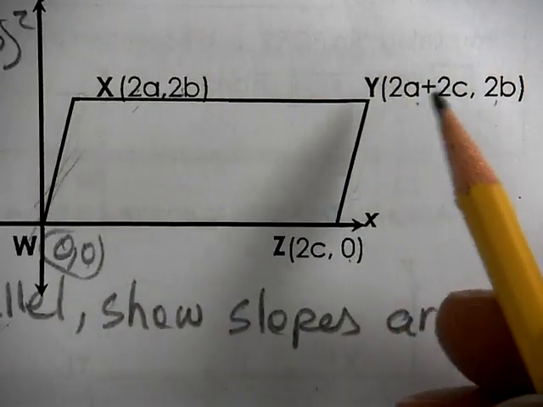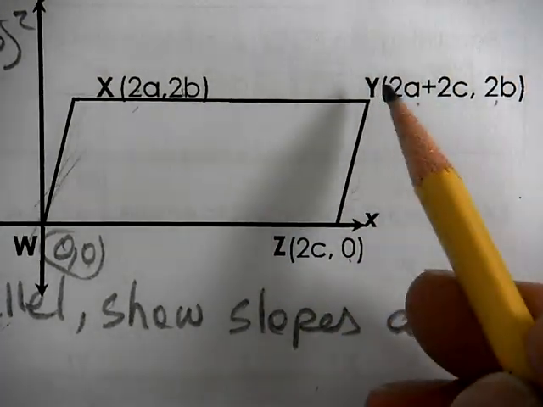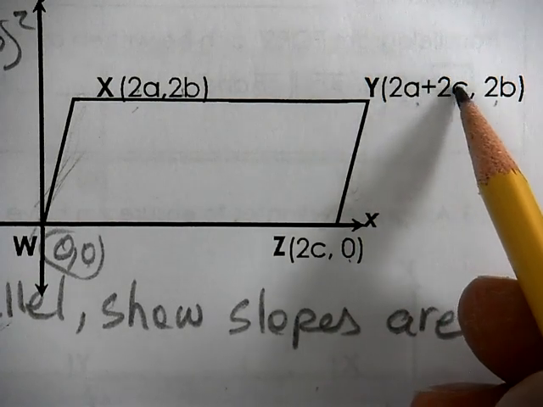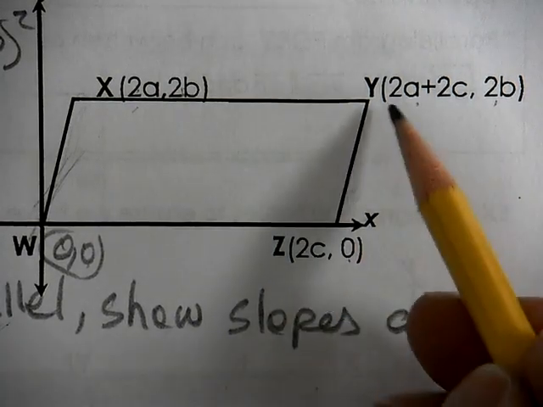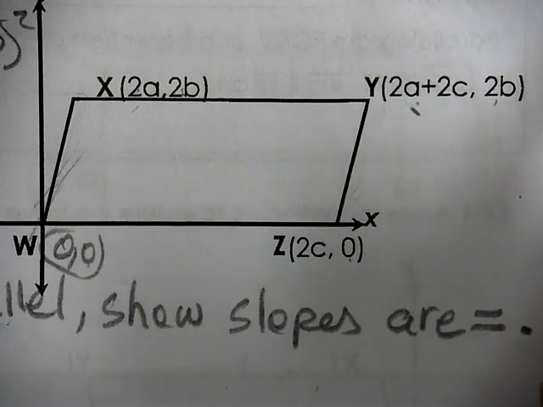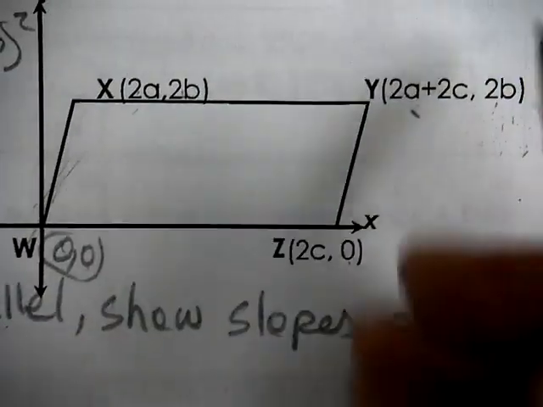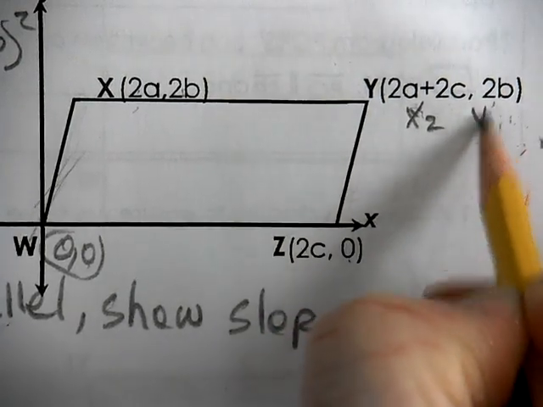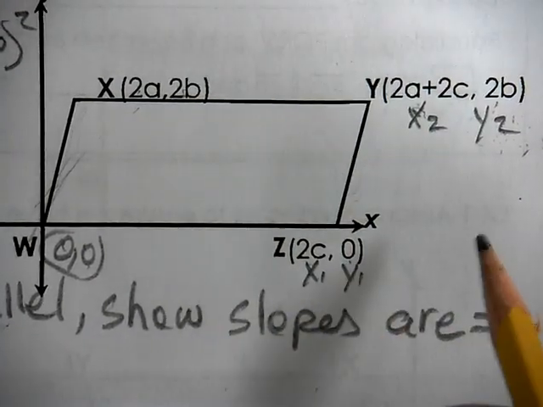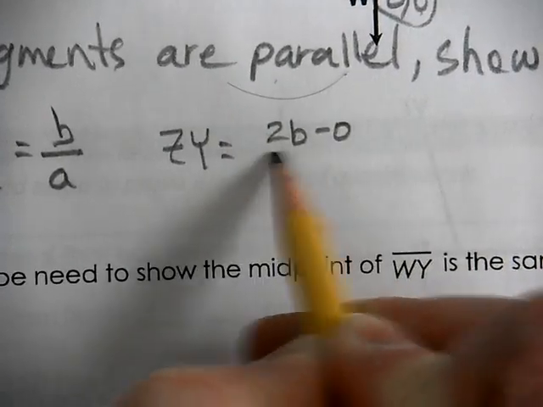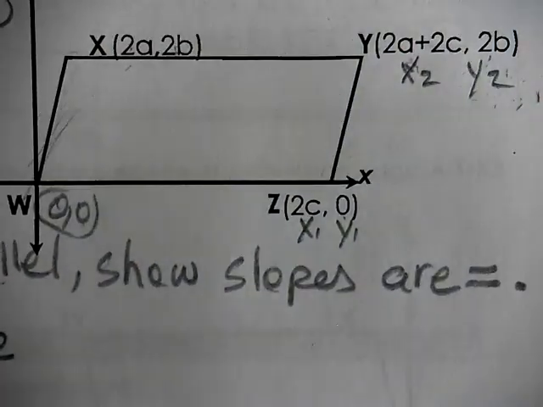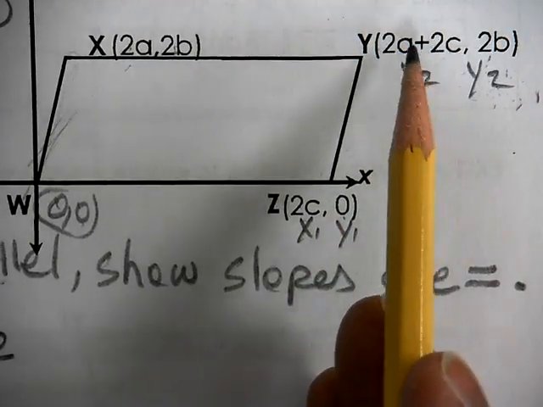ZY. To do that, remember, here's your Y, here's your Z, so it's going to be 2a plus 2c minus 2c. This is your Y, oh, I actually said that wrong. I apologize. These are your X's, aren't they? X2, Y2, X1, Y1. We have to do our Y's first. So we're going to say 2b minus 0. Then we're going to say 2a plus 2c minus 2c.